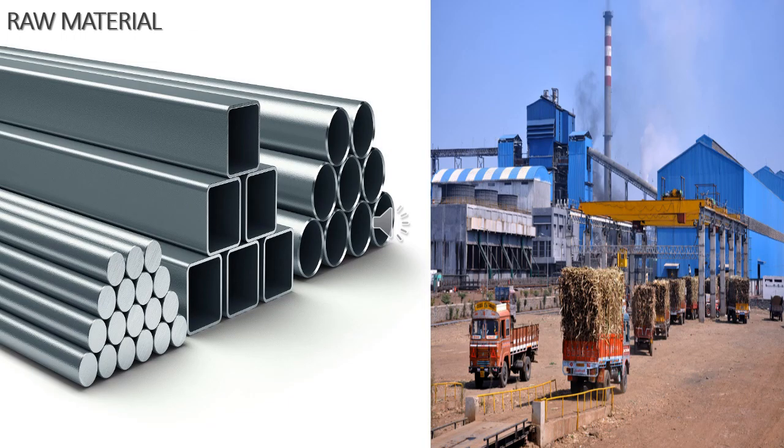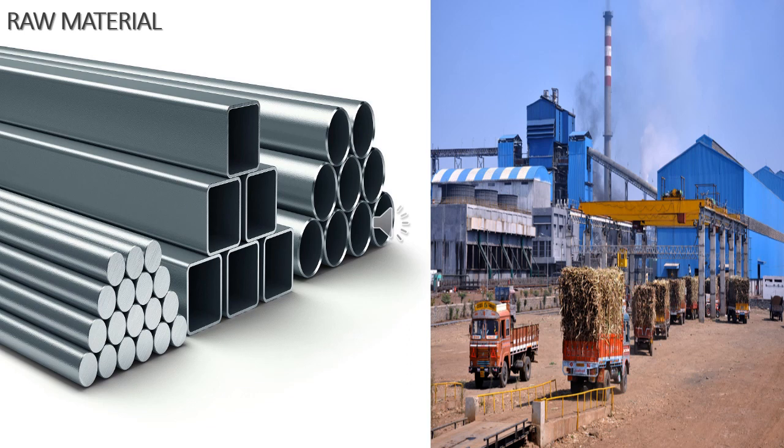Raw material. Bulky goods and weight-losing materials cannot be transported for long distances. Bulky goods are the goods which have more weight, heavy weight goods. And the raw materials which lose their weight soon cannot be transported for long distances. Therefore, industries like iron and steel are bulky goods, and sugar industries use weight-losing material.